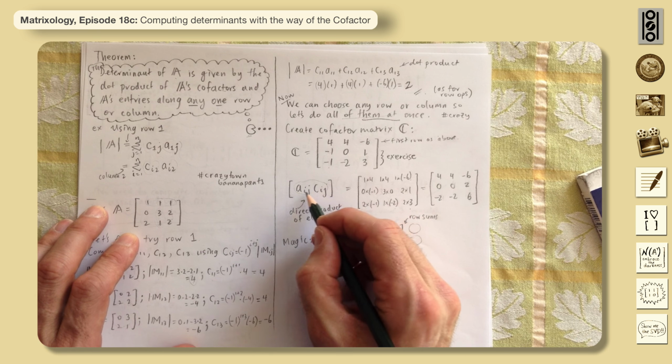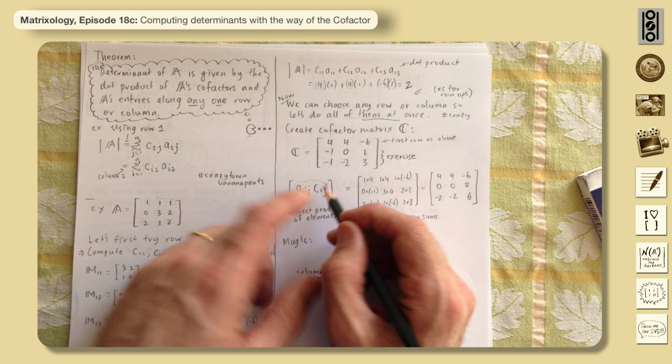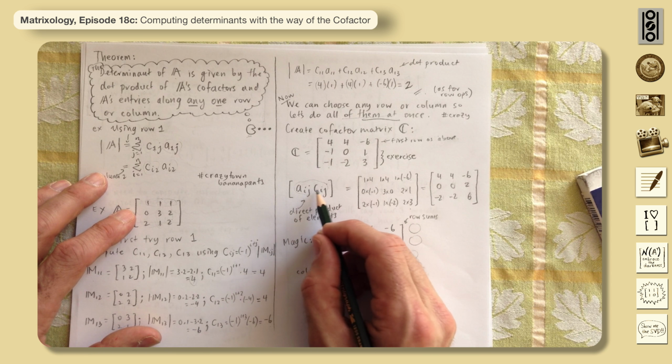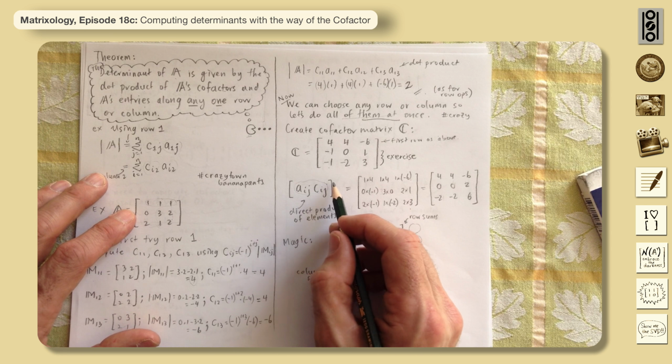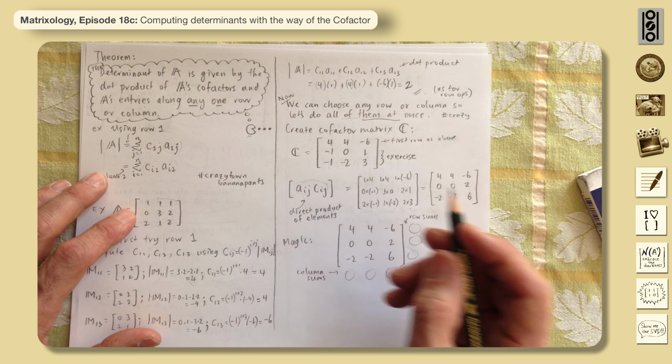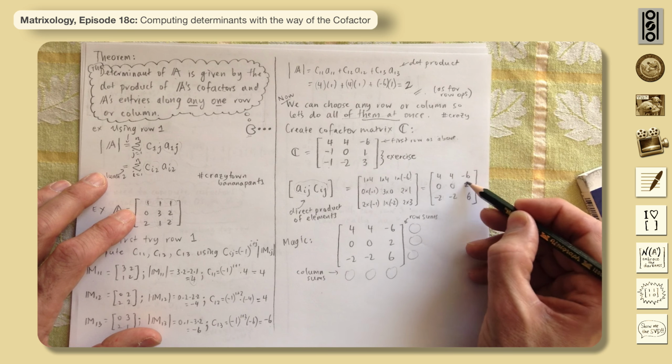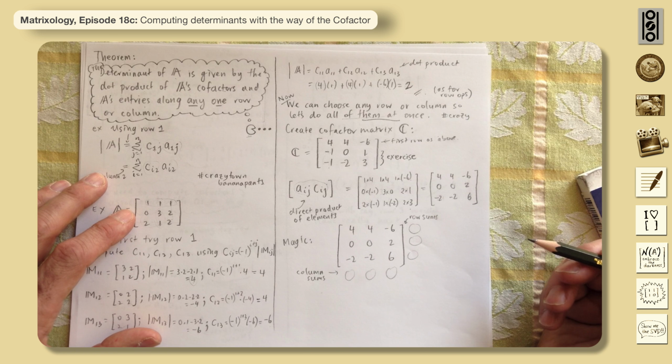We're saying, the ijth element of this new matrix is just the product of the ijth element of each one, A and C. And then this means create a matrix. All right, so we compute all these things. We have 4, 4, minus 6, 0, 0, 2, minus 2, minus 2, 6.